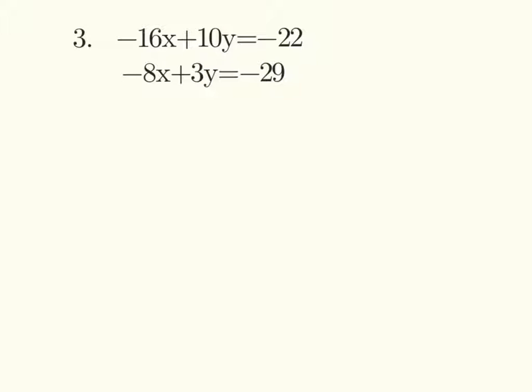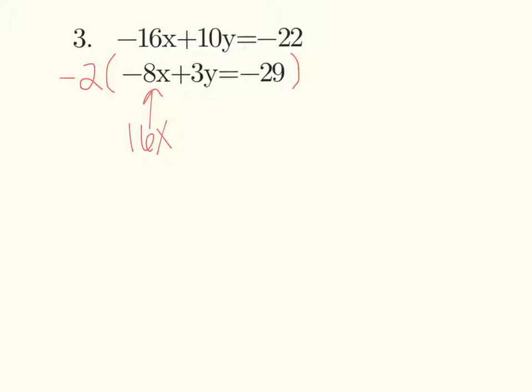Okay, so what you want to do here is look at the ones that's easiest. And what's easiest here is if I can make that negative 8x a positive 16x, my x's would be eliminated. So what I want to figure out is what I'm going to multiply by to get it to be a positive 16x. And what I need to multiply by is negative 2.